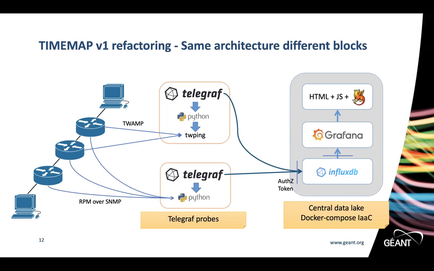Everything is packed as Docker containers. So essentially, we have a central data lake facility that is implemented through Docker Compose, infrastructure as code. And this is where the data are collected and stored. And then we have a couple of probes running Telegraf. One takes care of using TWPing. Essentially, this is a dedicated machine with Telegraf installed on it that queries the routers using the TWAMP protocol. And then we have another machine that runs another instance of Telegraf that takes care of collecting data from Juniper real-time monitoring via SNMP packages. Please, Claudio, next slide.